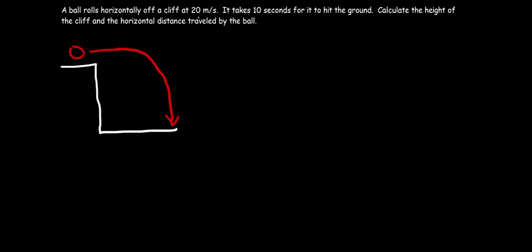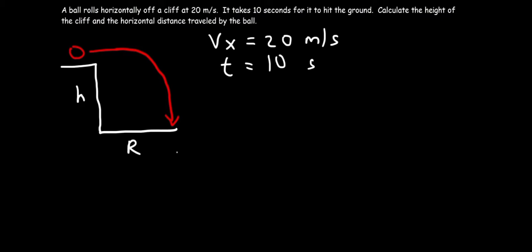We have the speed of the ball as it leaves the cliff. Since it's traveling horizontally, we have the speed Vx. So Vx is equal to 20 meters per second. Now it takes 10 seconds for it to hit the ground, so we have the time. Calculate the height of the cliff, that's h, and the horizontal distance traveled by the ball, which is the range.